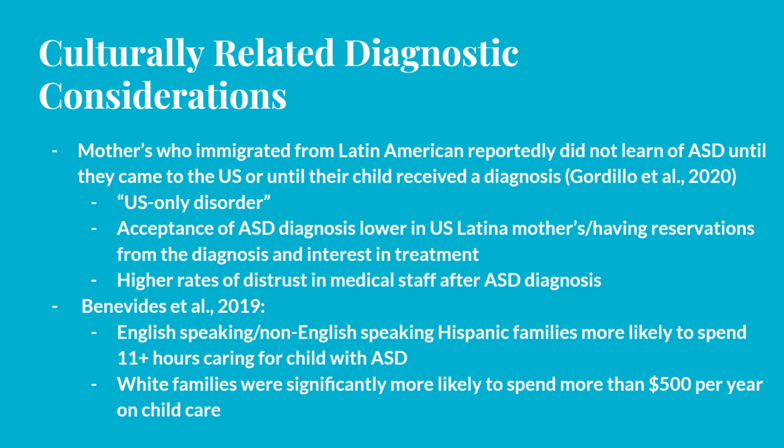Benavides et al. 2019 found that Hispanic families are much more likely to spend personal time providing child care for their children with ASD. They also found that white families spend more money annually on child care for children with ASD. In this study, they do elaborate that this is not a study based on socioeconomic status. There are plenty of cultural and environmental factors that can contribute to the results of their findings.